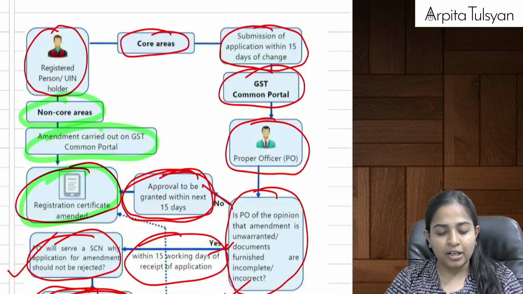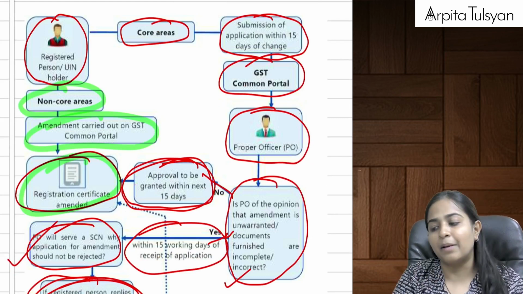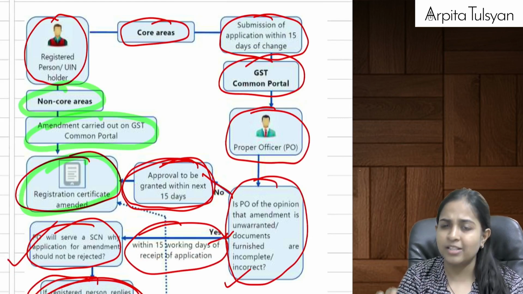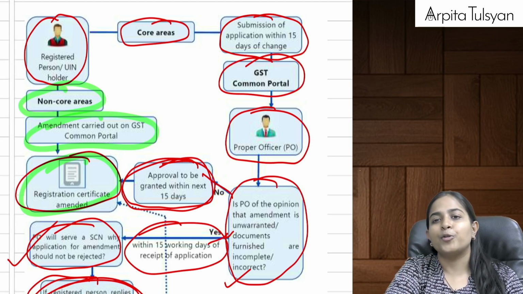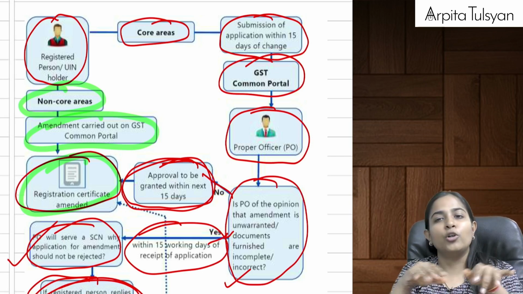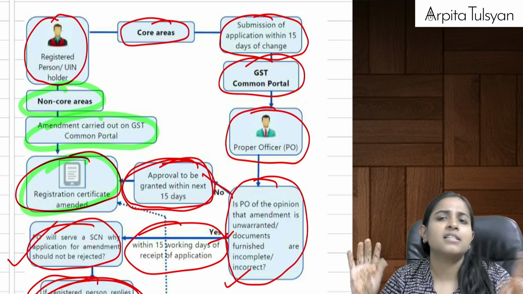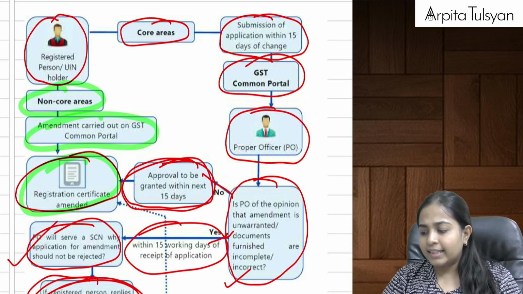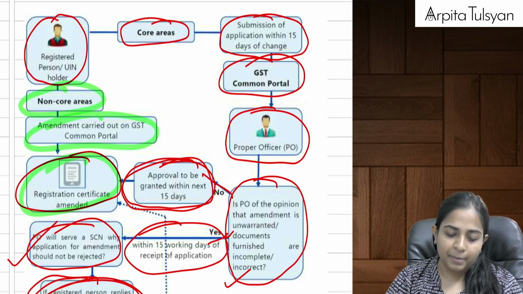Okay, now there is a particular time limit for making core changes and non-core changes. Non-core changes are sorted. Non-core changes means less important changes. You do it on the GST common portal and it gets approved. Okay, auto approved, and then the registration certificate also gets amended because of that.